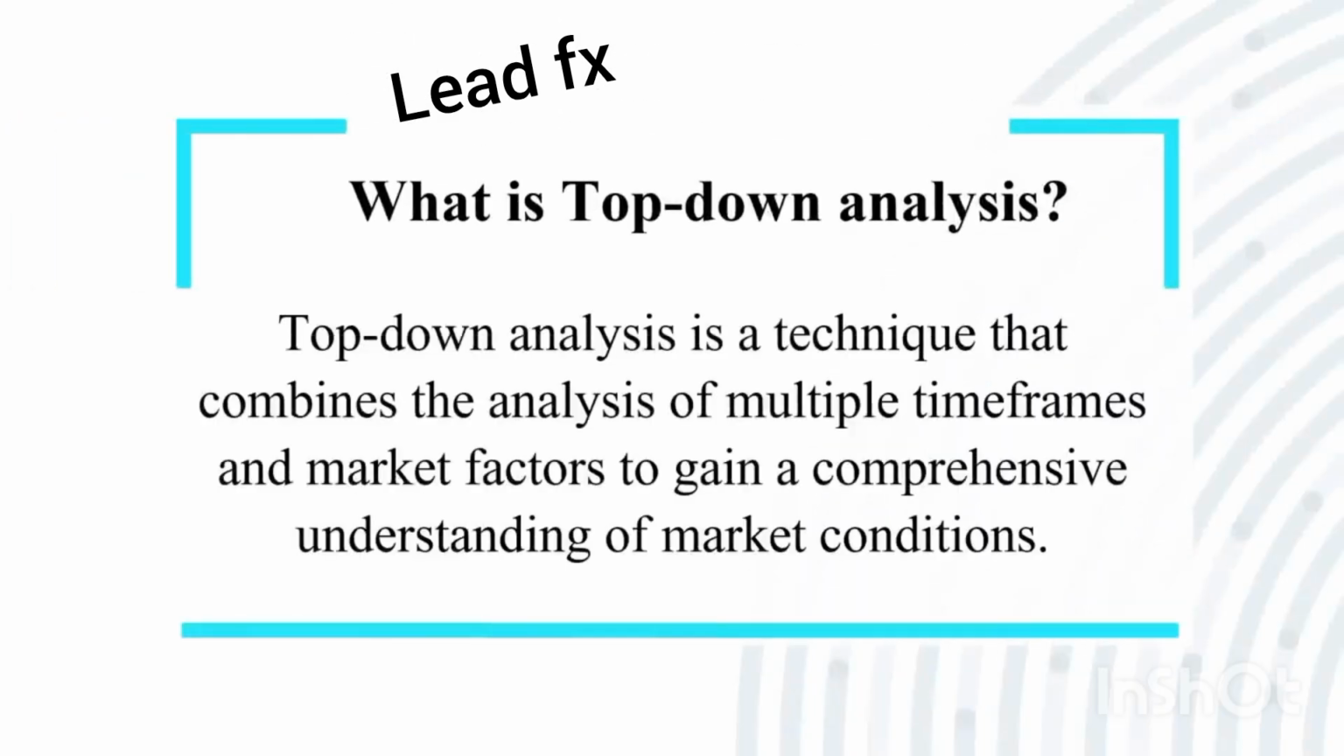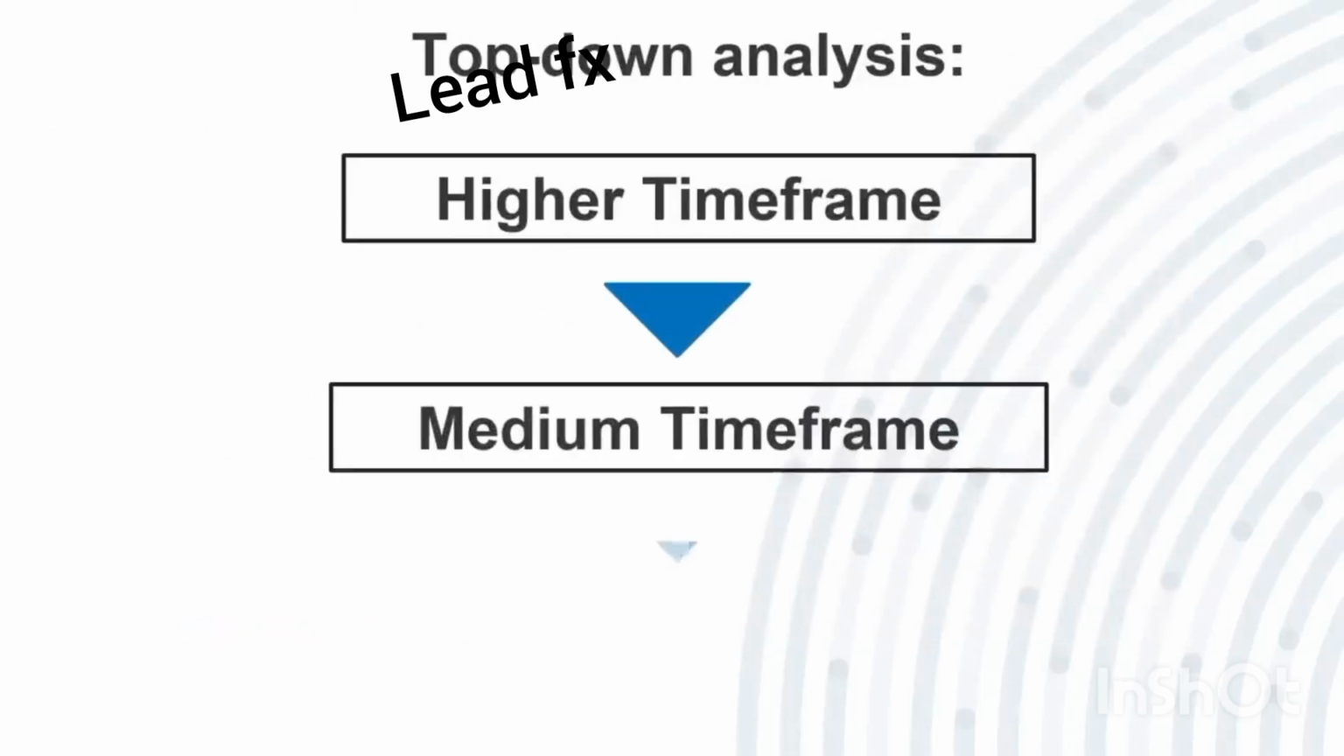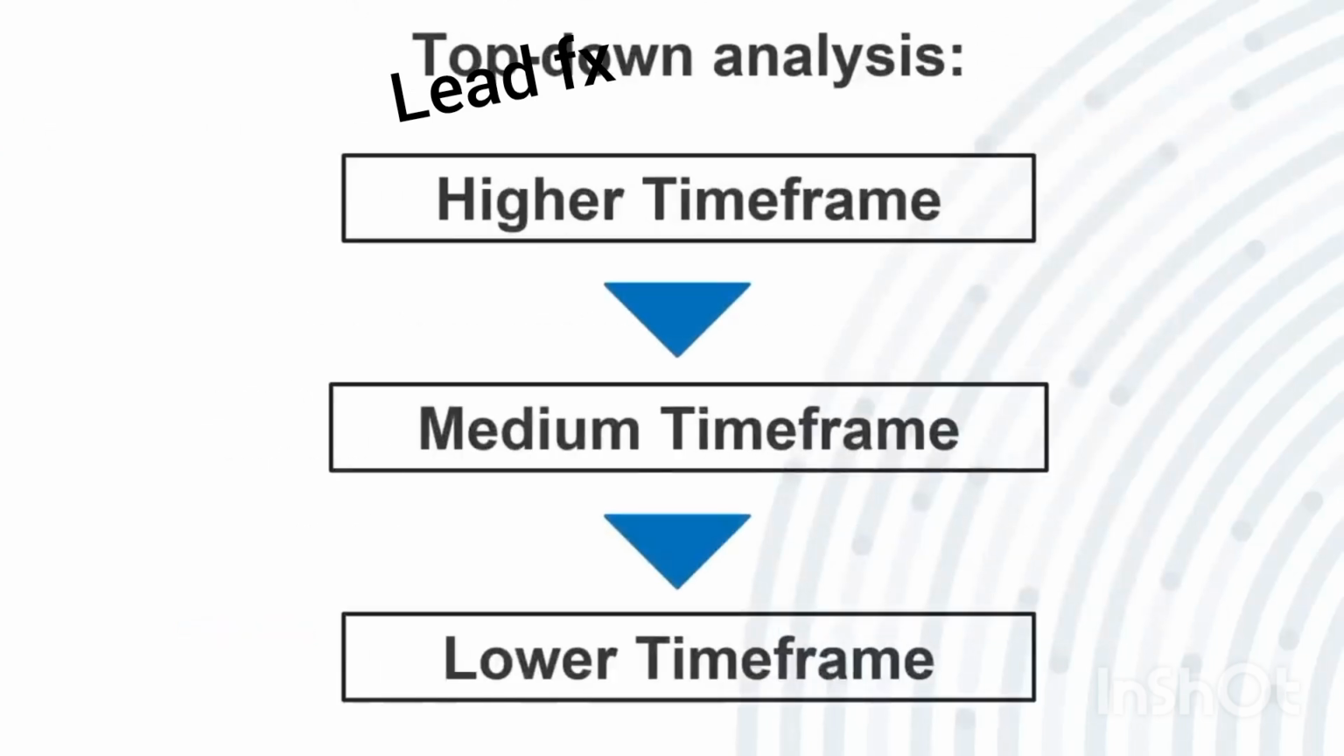What is top-down analysis? Top-down analysis is a technique that combines the analysis of multiple time frames and market factors to gain a comprehensive understanding of market conditions. Starting from higher time frames and zooming into lower details allows us to get a major view of market direction in key areas at all levels.